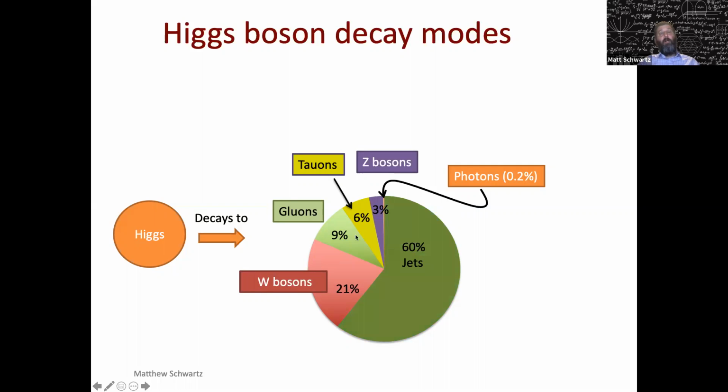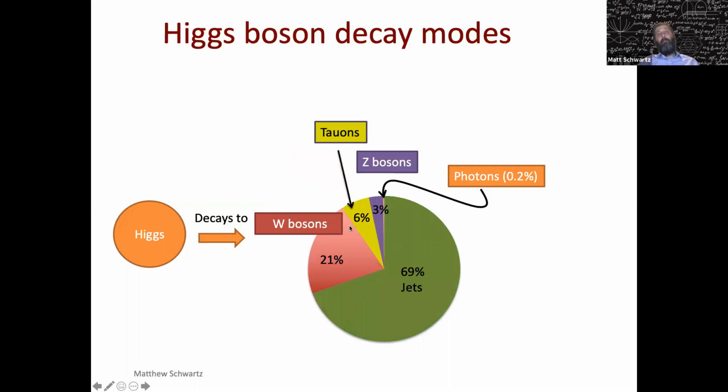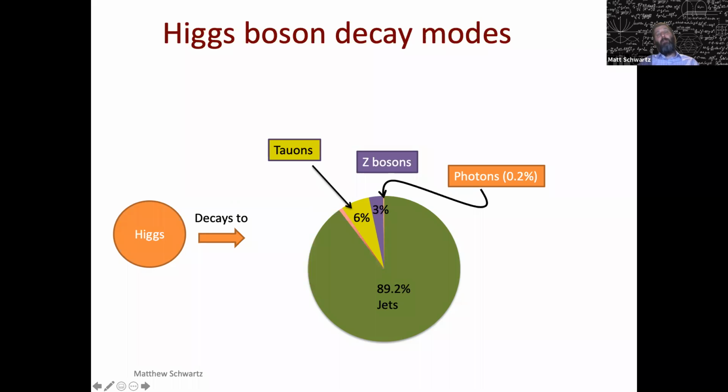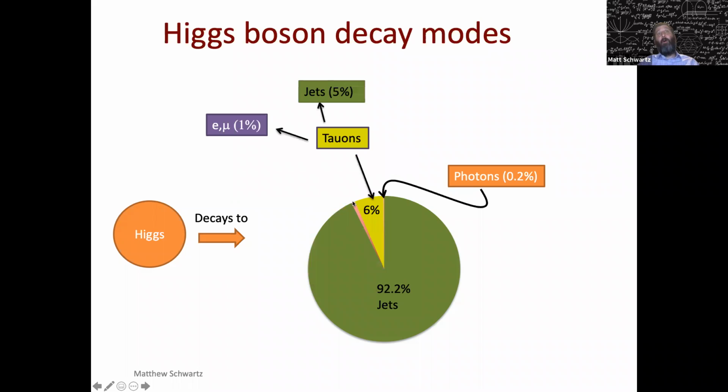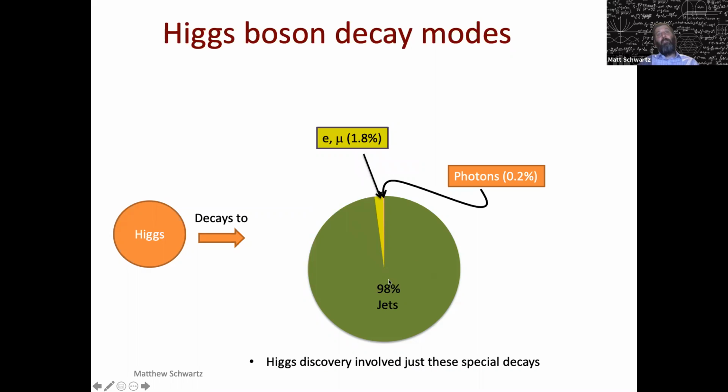Now, what about these gluons at 9%? Well, those are also jets. So far we have 69% jets. And you can ask about the W bosons. We talked about some of the decays of the W bosons. The W decays to leptons, electrons, and muons, but also to jets 20% of the time. So now we're down to 89% jets. Z bosons also decay sometimes to jets, and tauons also are different kinds of jets. So it turns out the Higgs boson almost always is decaying to jets.